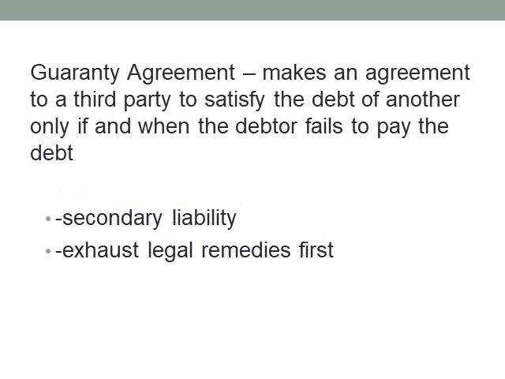And then our guarantee agreement is an agreement by a third party to satisfy the debt of another only if and when the debtor fails to pay the debt and the creditor has made attempts to collect. We call this secondarily liable. They have to exhaust remedies first.